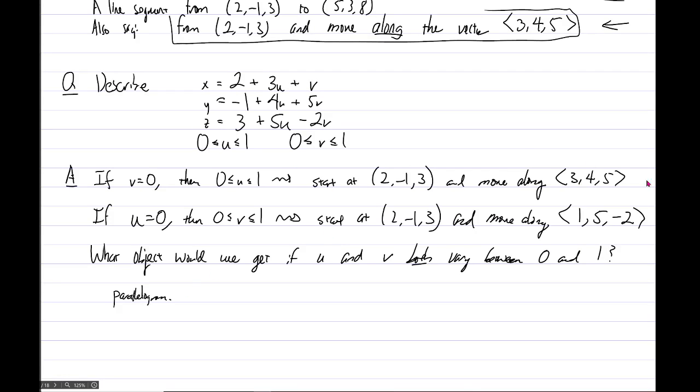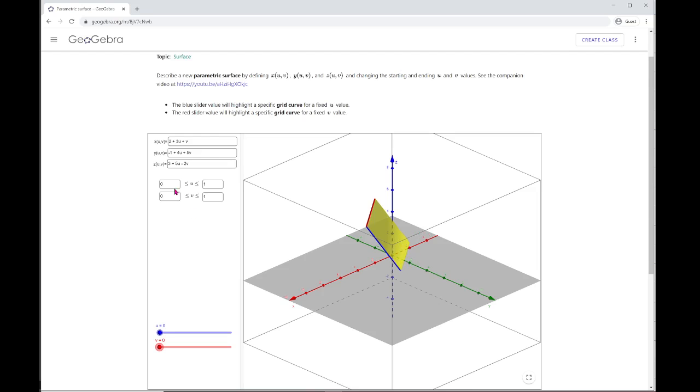Let's go ahead and take a look at it. Okay, well, here's the object. I've already typed in the parameterization. This is the original point over here. This is (2, -1, 3). And then the grid curve for u equals 0 is shown in blue.